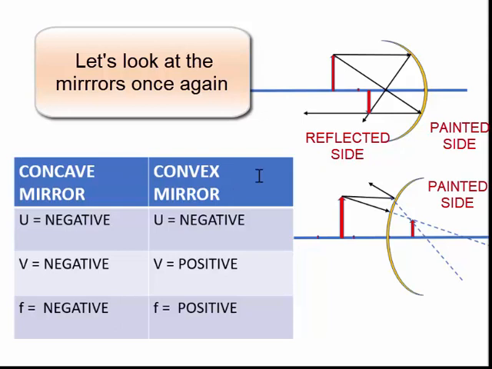What about the convex mirror? Now look at the second diagram here. This is a diagram of a convex mirror. Now here again, as I told you, we will always assume that our object is on the left hand side of any convex or concave mirror. So if it is on the left hand side, the u, which is the object distance, will have to be negative. What type of image is formed in case of a convex mirror? We will get an erect image, and the image is on the right hand side of the pole. So that's why our image distance will be positive.